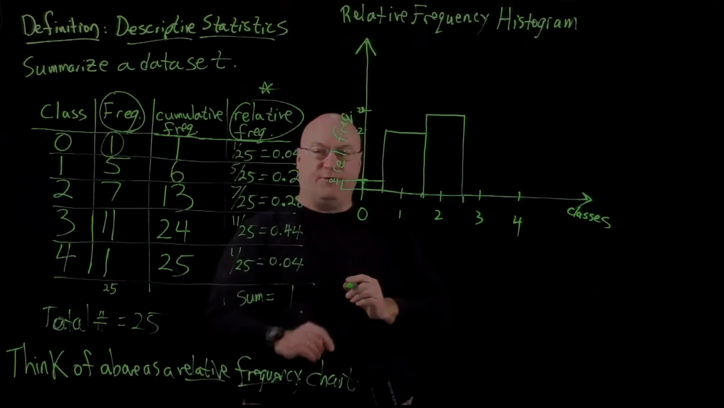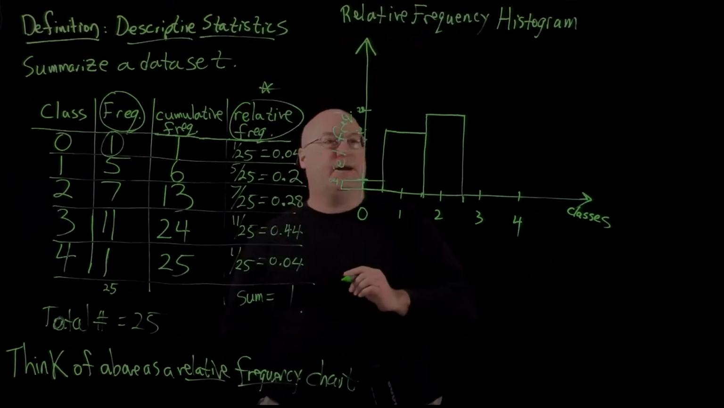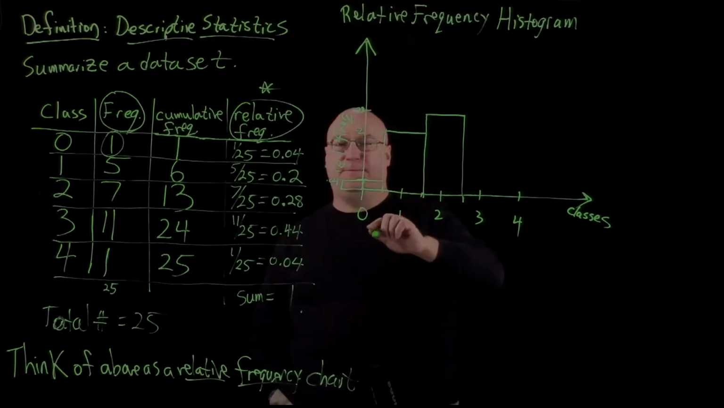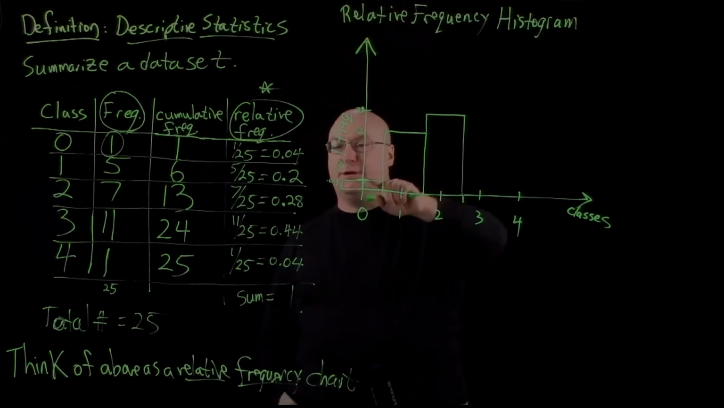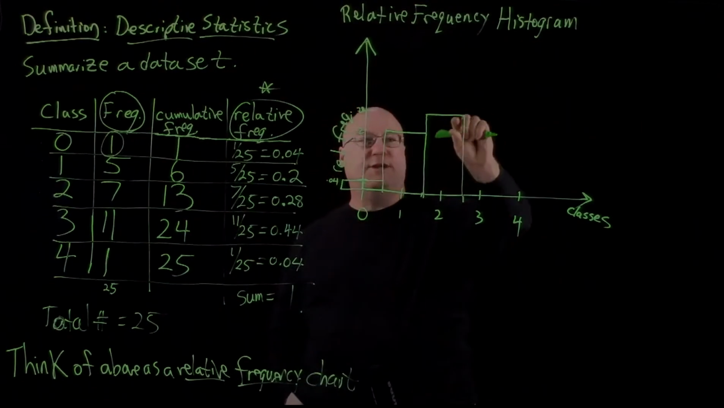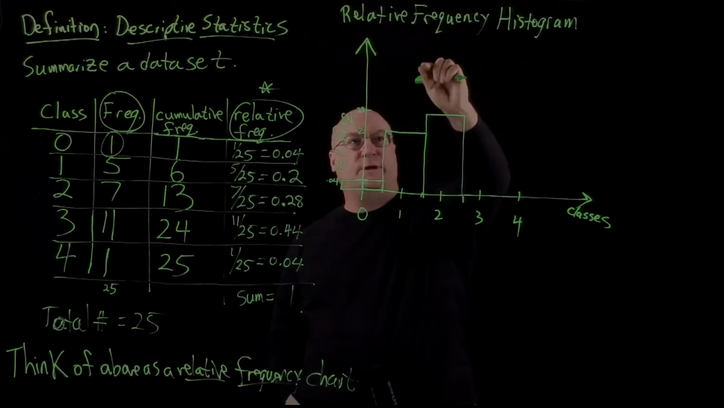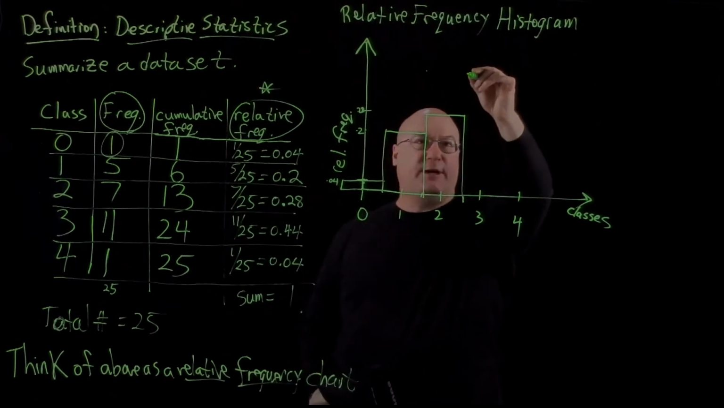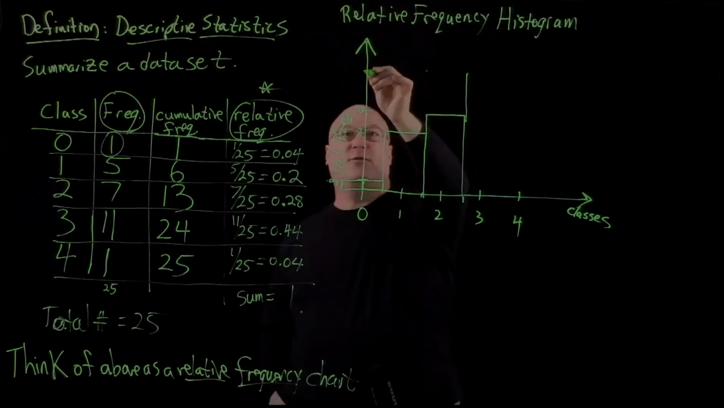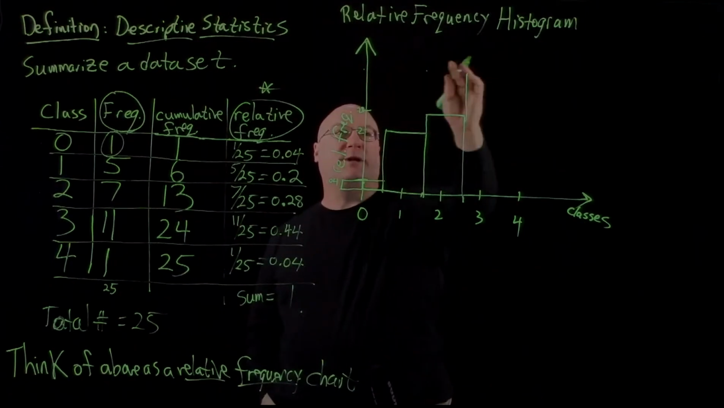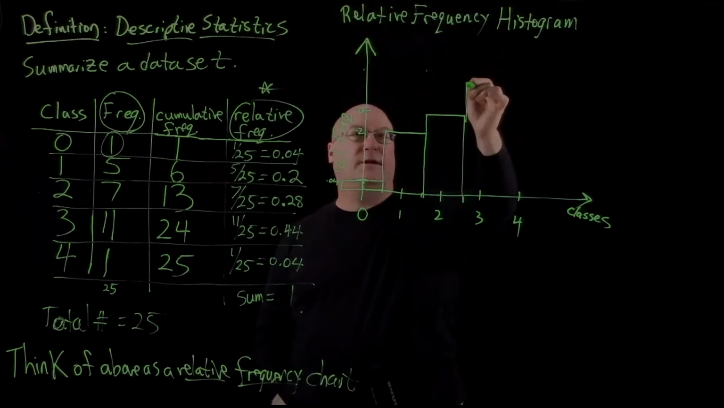To go up to 0.44, I've got to go up another, about 4 more of these. So maybe about 2 of these, 1, 2, maybe about right there. So it'd be over here maybe. That's 0.44, and that's probably a little tall. I'll bring it down a little.